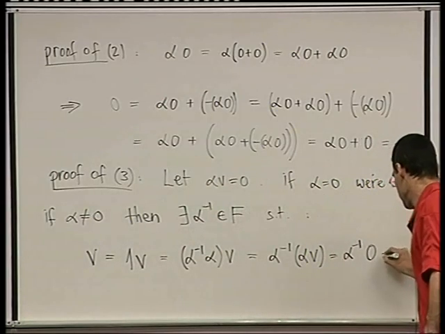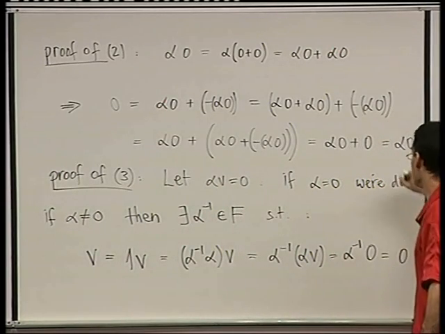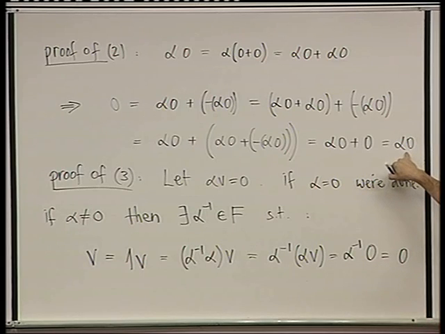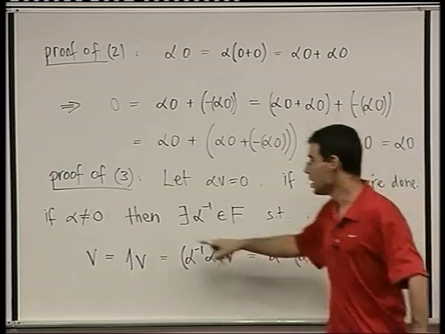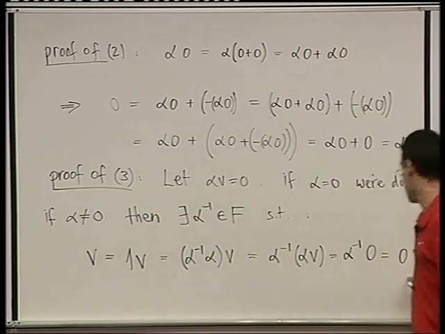So this equals 0 by part 2 of this theorem that we just proved. So if you again look at the ends, if alpha is not 0, then v has to be 0.